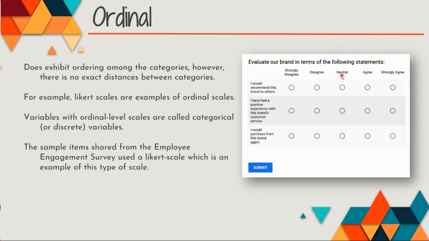We do in fact know that there is an ordering among those choices, among those categories, but we don't know the exact distances between those categories. So as I shared, Likert scales are an example of ordinal scales. These are also called categorical or discrete variables.